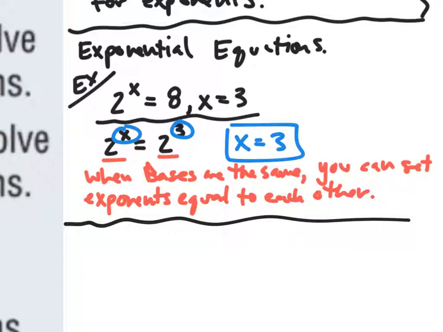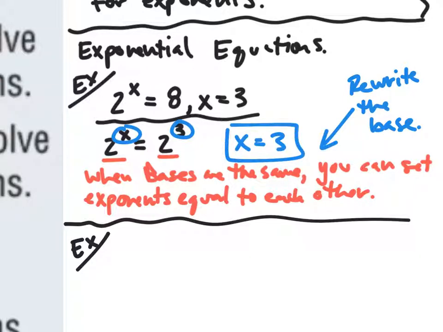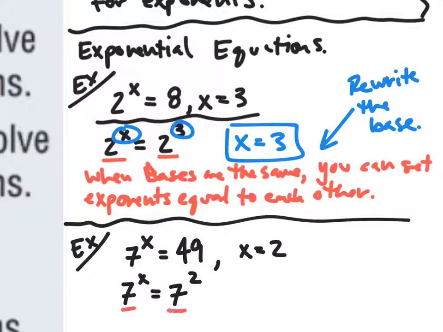So oftentimes what we want to do with various exponential equations is rewrite the base to have the same bases. Let's think of another example. Let's say 7 to the what power gives us 49? That's pretty easy to think about. You already know that the answer of x is going to be 2. But if we rewrite 49 as 7 squared, because our bases are the same, then we can set our exponents equal to each other. We just get x equals 2.